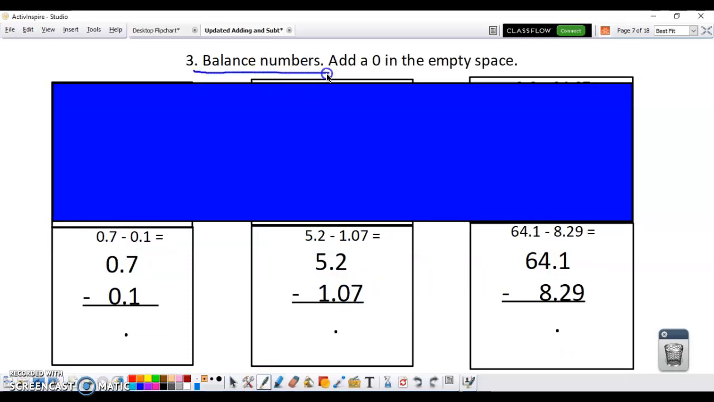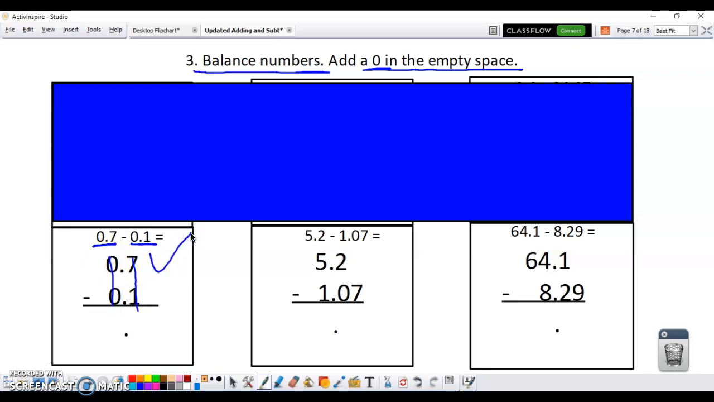Step number 3, balance your numbers. Add the 0 in the empty spaces. We talked about that vocabulary word, and we call that trailing zeros. We mentioned it earlier, but there are 2 ways you can say it. You can just say, I'm going to put a 0 in the empty space, or I'm going to make sure that I'm trailing my zeros. So for example, number 1 is 7/10 minus 1/10. There is no need for me to put a trailing zero because everything looks perfectly aligned. So this one is good to go.